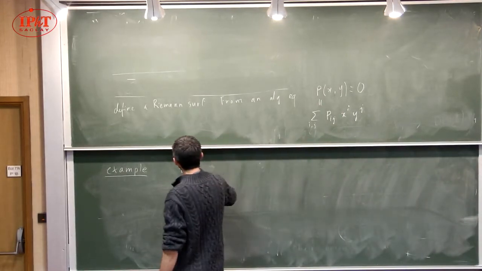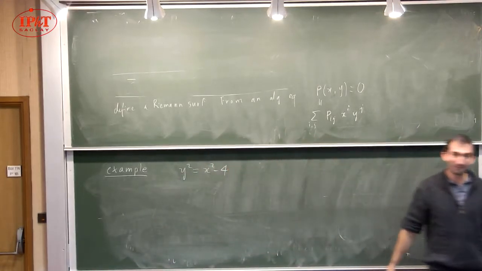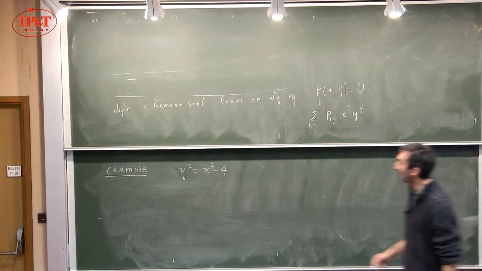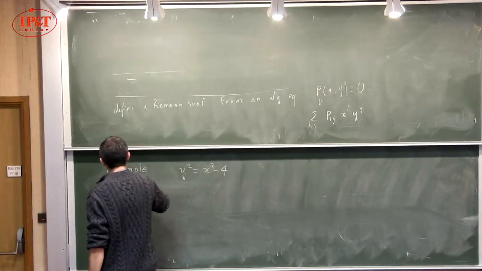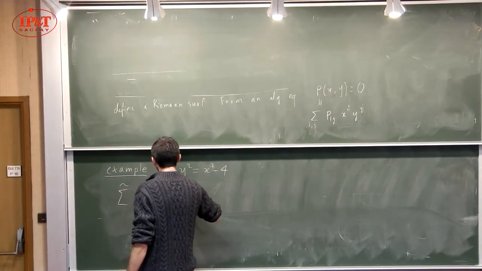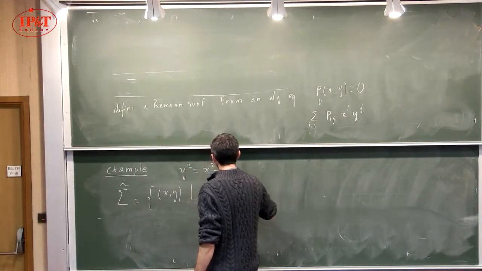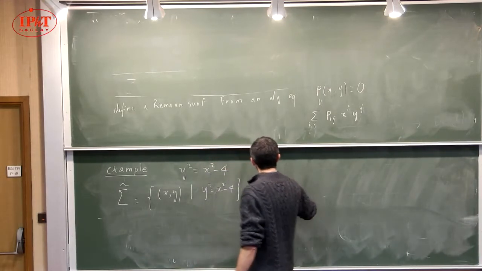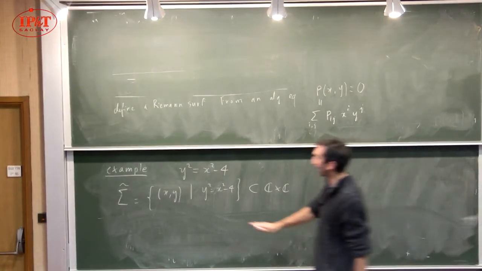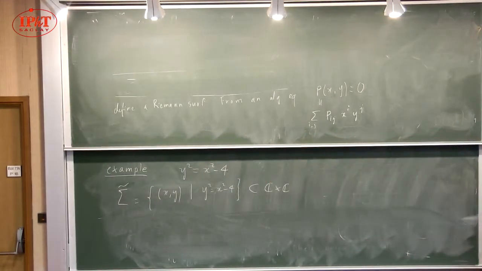So take the equation y squared equals x squared minus 4. So it's a very simple degree 2 polynomial. And define the surface sigma tilde to be the set of (x, y) such that y squared equals x squared minus 4. It's included in C cross C. So it's a subset of C cross C.